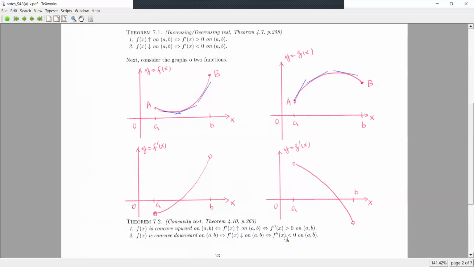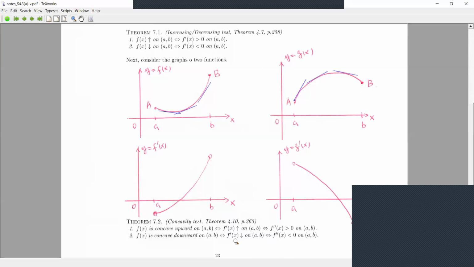The reverse is also true. If the second derivative is less than 0, the first derivative is decreasing. The first derivative is the slope of the original function. If the slope is decreasing, then the graph of the original function is concave down.